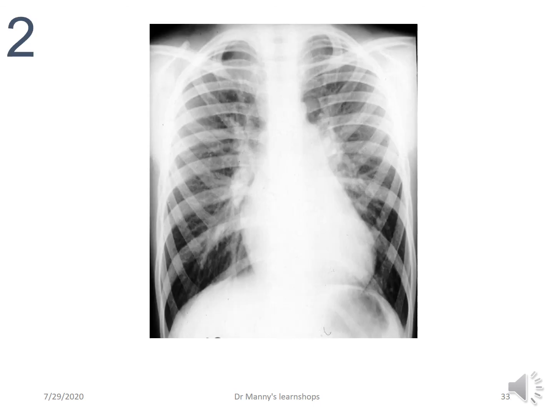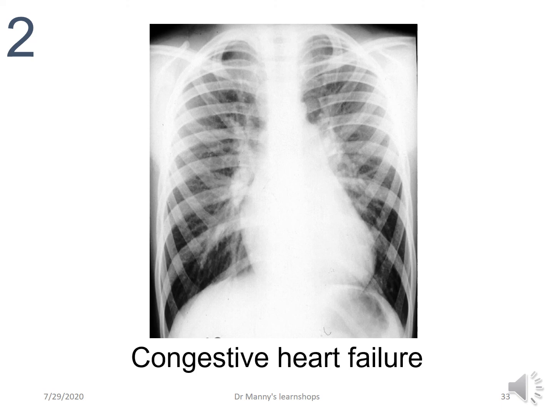What's happening in this X-ray? There appears to be a congested heart. There appears to be congestion on the pulmonary area on both sides, the hilar, which is resulting in a typical bat wing appearance. There seems to be increase in vascular markings, so this could be congestive heart failure.